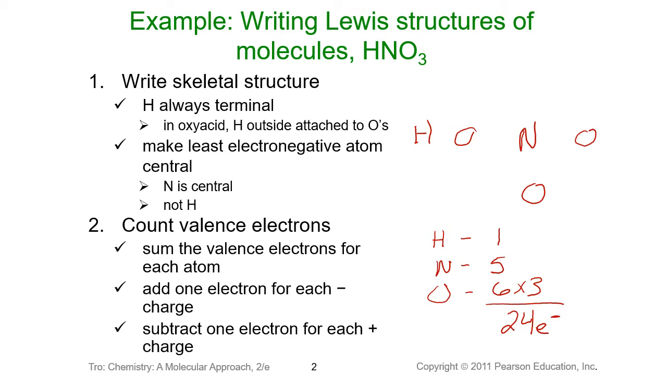structure. Now, if we did have an ion, if it was negative, we would add an electron for each negative charge that we had in our ion. And if it was positive, we would subtract 1 electron.